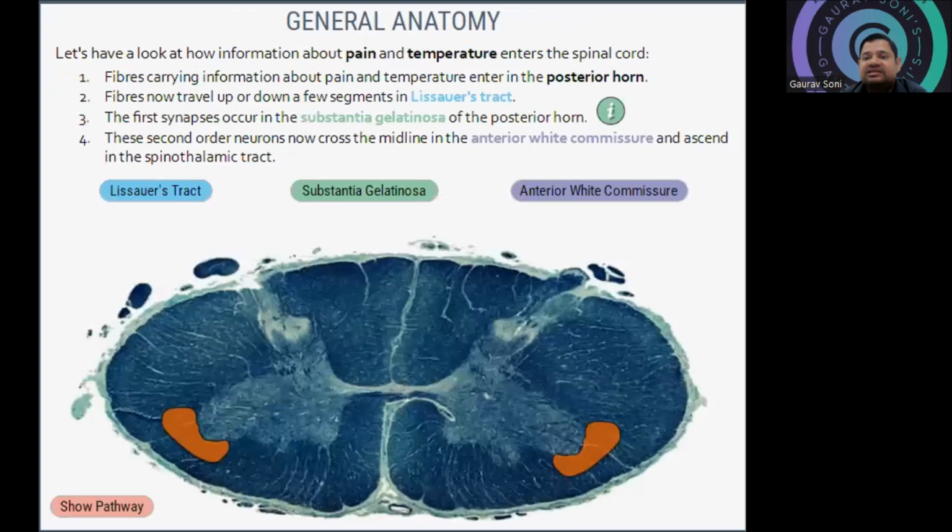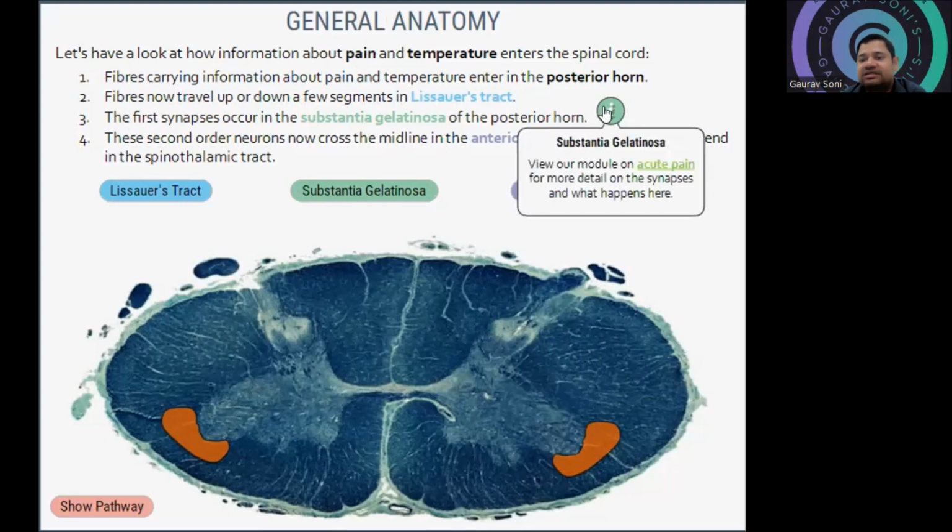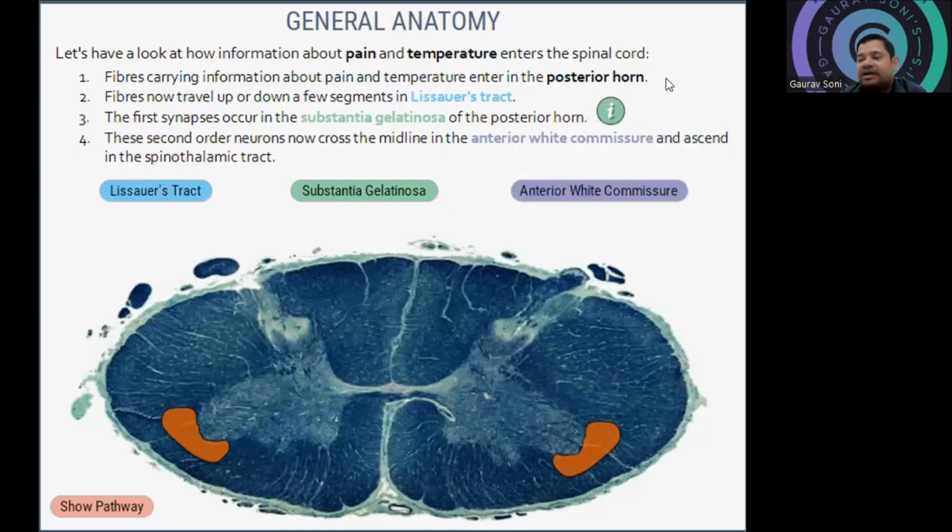Next, we have to see the general anatomy of the spinothalamic tract. First of all, fibers carrying information about pain and temperature enter the posterior horn. Then the fiber synapse occurs. The fibers now travel up and down a few segments in the Lissauer tract. The fibers synapse in the substantia gelatinosa of the posterior horn. Substantia gelatinosa, we'll talk about it later also when we talk about the acute pain movement. These second order neurons now cross the midline in the anterior white commissure and ascend into the spinothalamic tract.